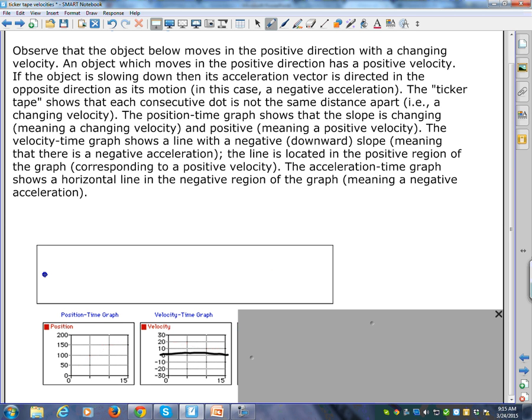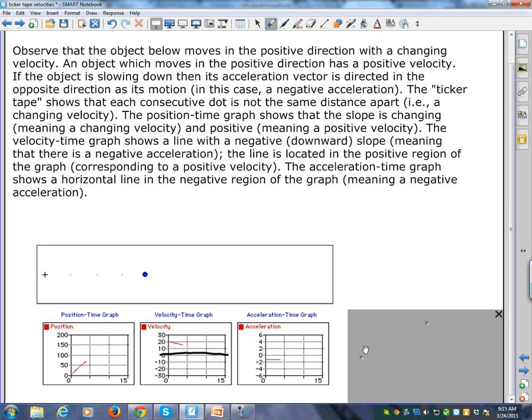This is slowing down at a constant rate. How can I tell it's constant? Because this is straight, right? Which means the acceleration time graph is flat, below 0. Is the acceleration graph going to be anything but flat? No. Why not? Because the acceleration is either 0, flat, or constant, positive or negative. I told you, you will not see changing acceleration.